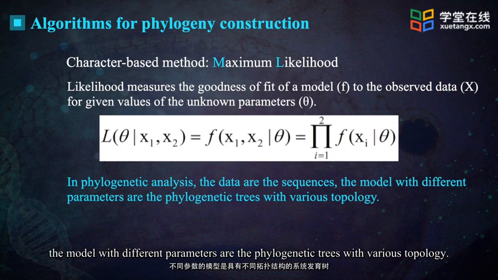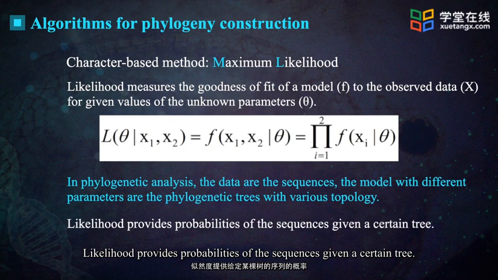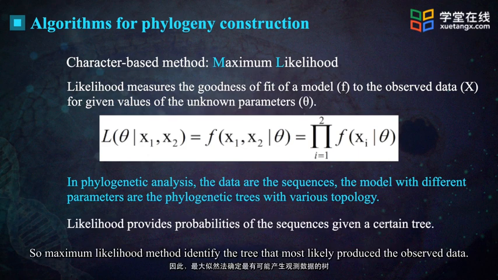The models with different parameters are the phylogenetic trees with various topologies. Likelihood provides probabilities of the sequences given a certain tree. So, the maximum likelihood method identifies the tree that most likely produced the observed data.